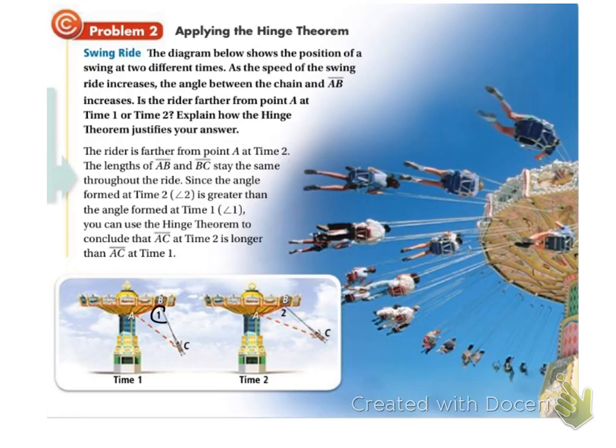So if angle 1 is smaller than angle 2, well, that means that this AC right here is smaller than this AC right here. When this angle over here is bigger, the distance the person is from the middle is going to be bigger.